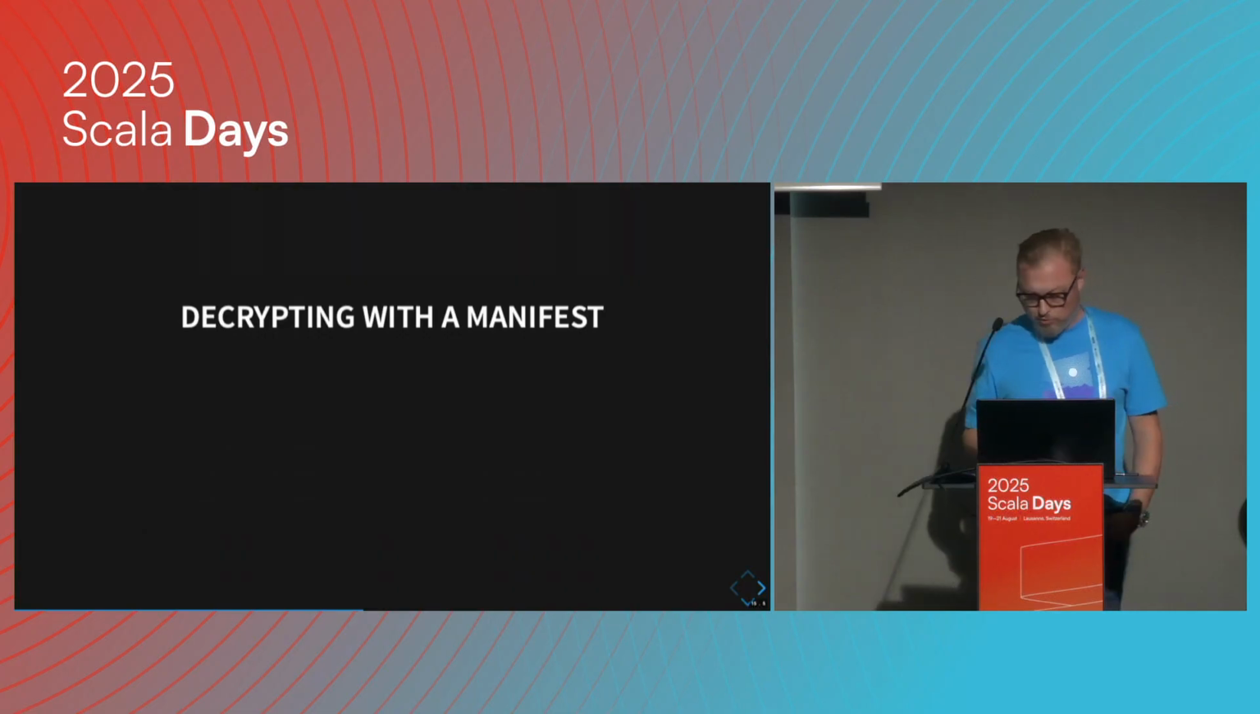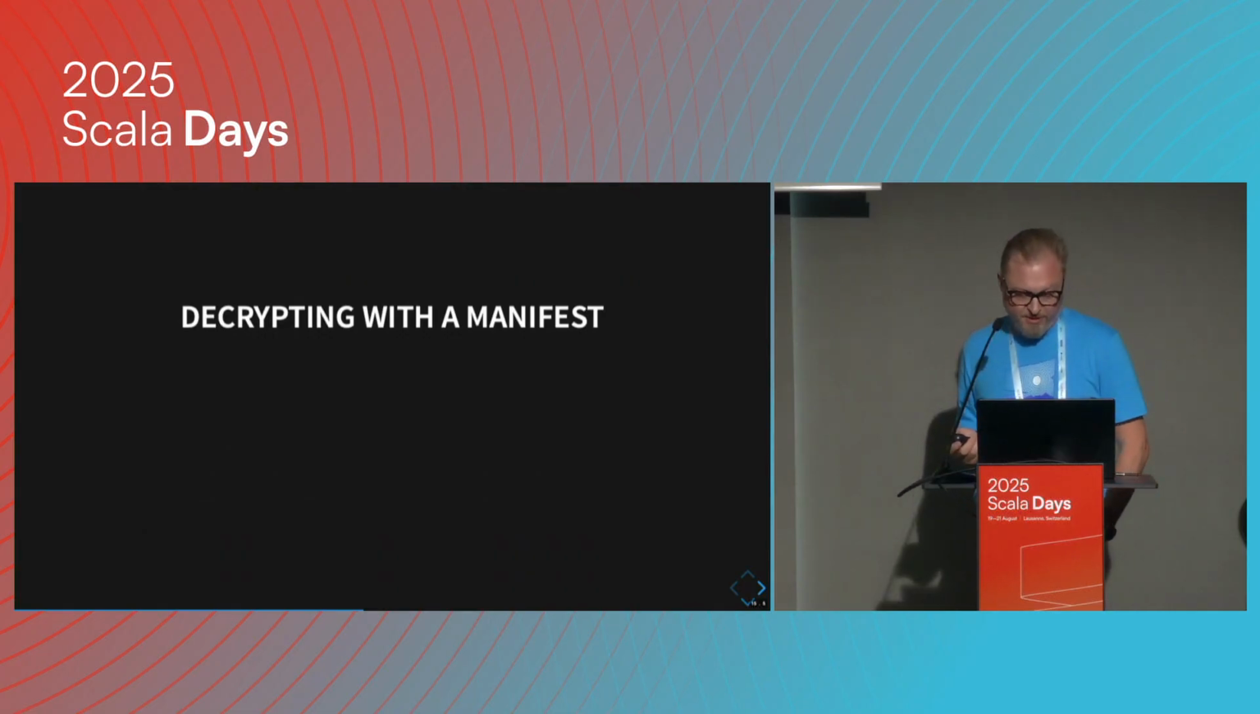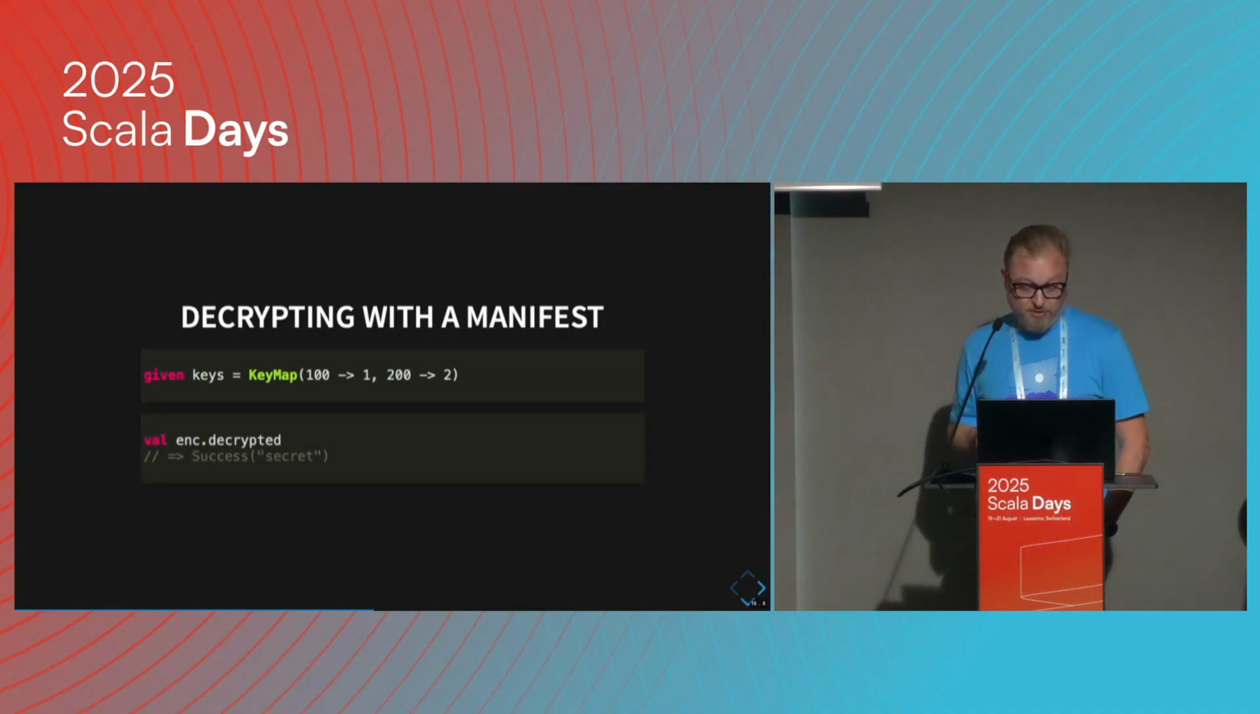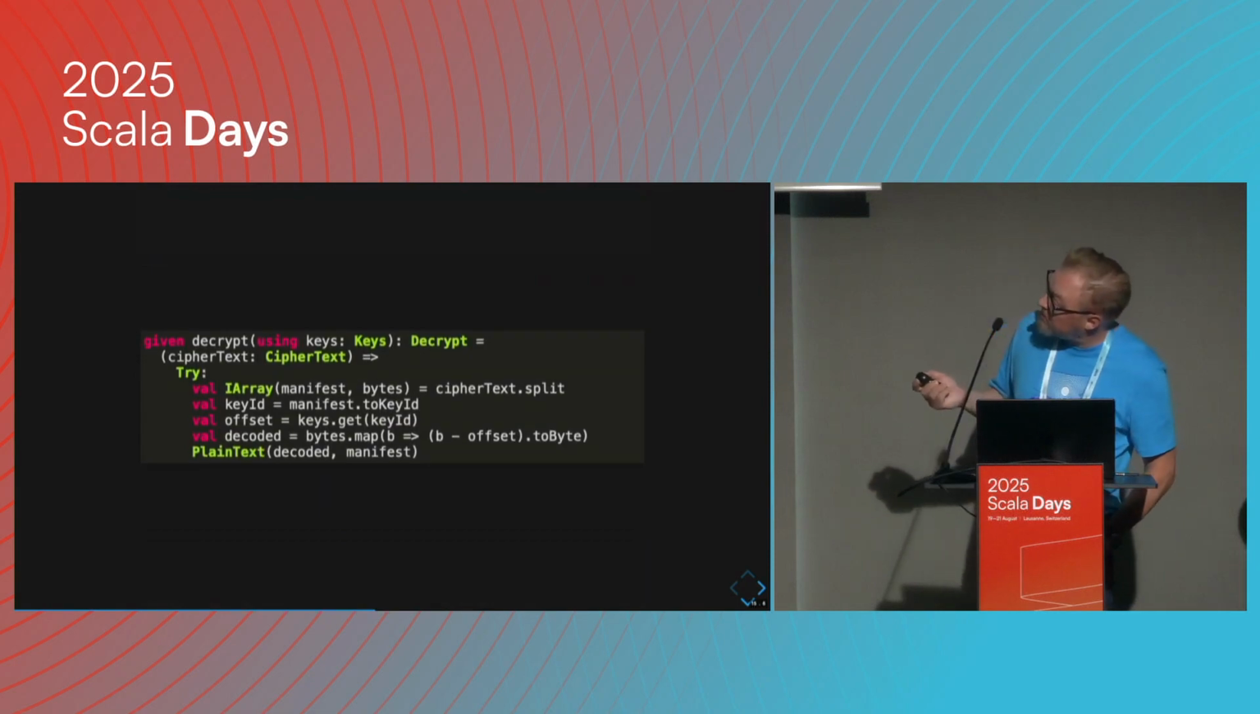And how do we decrypt using this manifest way? Well, we only have to give the key map. If we have the same key map for this Caesar crypto, when calling decrypt, there's no need to give any key ID or anything, because that's stored in the encrypted bytes, right? Or along with the encrypted bytes, rather. So we can decrypt just having the correct key map. And the implementation for that is this.